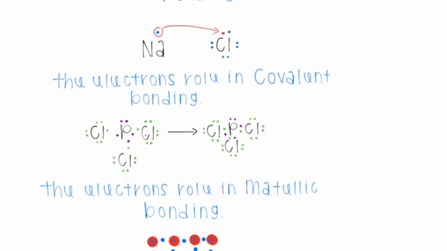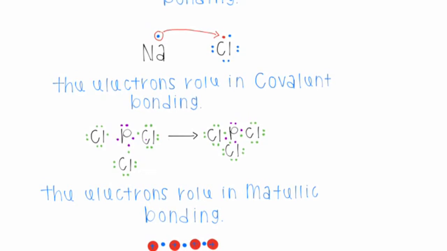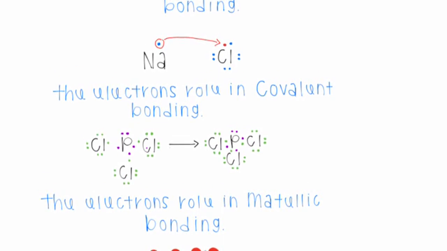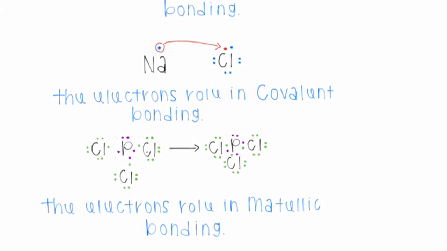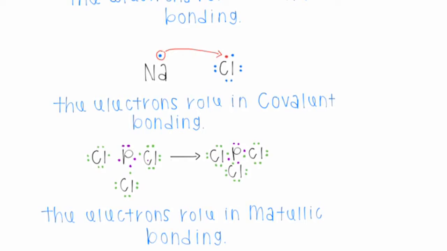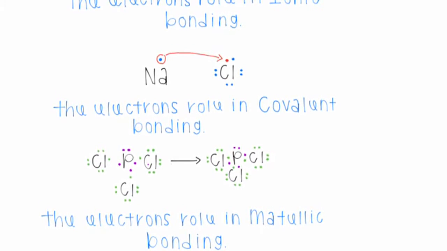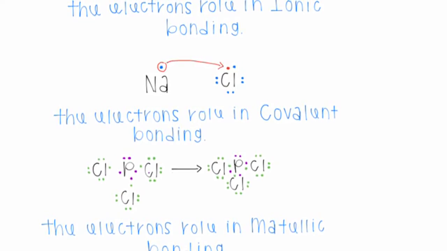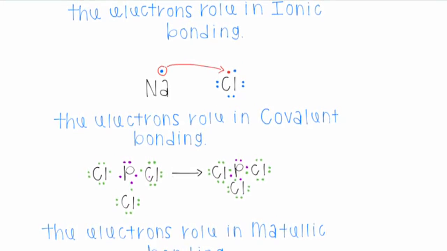The electron's role in the ionic bond means that the electrons are transferred from a metal to a nonmetal. The electron's role in a covalent bond means that the electrons are shared between metals and nonmetals. The electron's role in a metallic bond means that the electrons are tightly packed, causing the other energy levels to overlap.